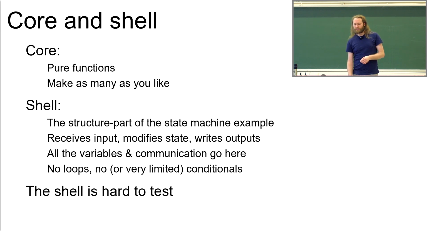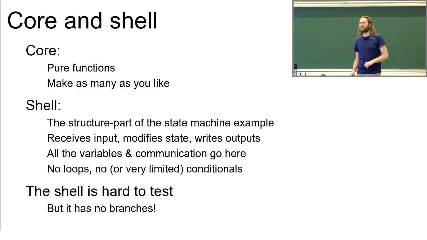So the shell is hard to test. The core is easy to test. It's a pure function. That's what made it easy to test. But the shell is hard to test because it contains all the modifications. But it has no branches, which means that testing it is not strictly necessary. You can just by visual inspection see it does the right thing. That's the idea behind the core and shell divide.